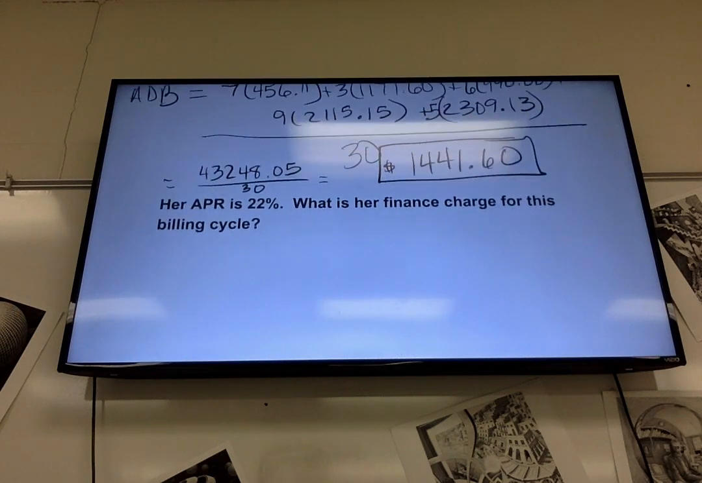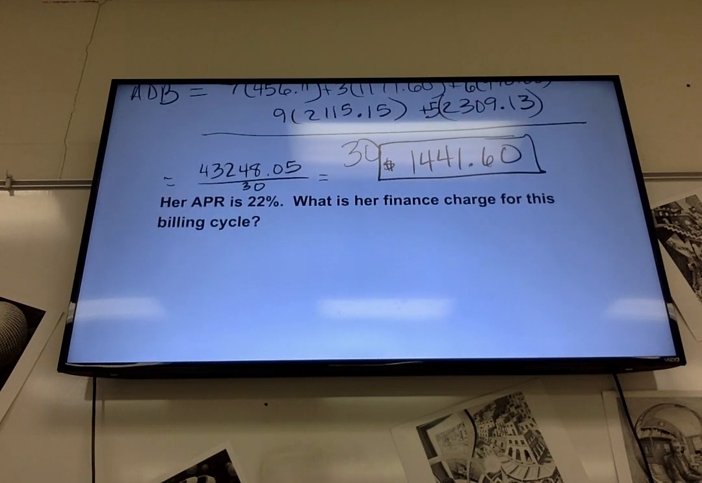Okay, the next bit of information gives us her APR, which stands for what? Look at these words. It's annual percentage rate. It's 22%, and we want to know her finance charge for this billing cycle. So this might be something we go back and look at, because we had those steps of things that we had to do here.